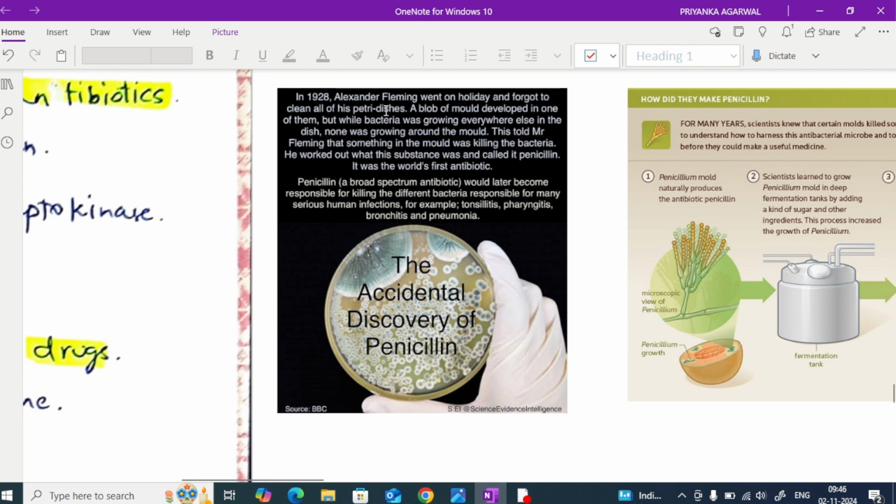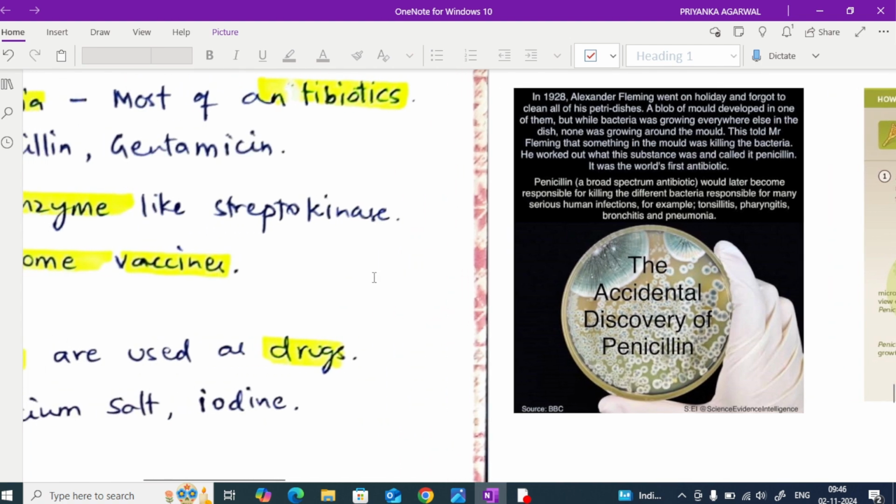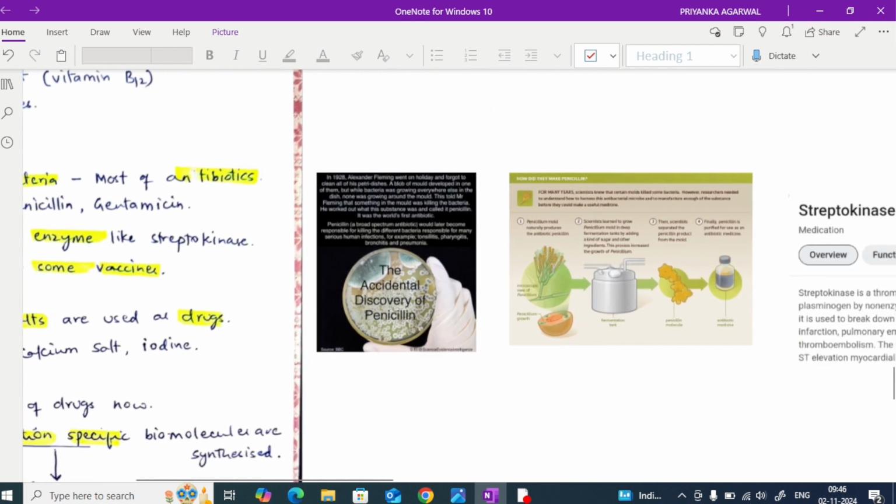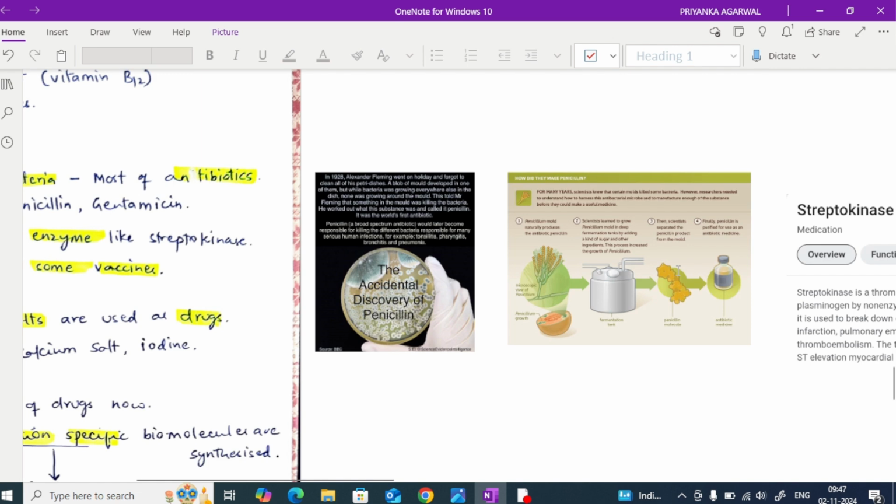So our scientist, that is Alexander, he forgot to clean the petri dishes before going to the vacation. So when he came back, he saw bacteria growing everywhere except at the locations where we have our fungi growing. Okay, so this round thing here is the fungi. So then he came to the conclusion that okay, fungi has something that is stopping the bacteria to grow. So that's how we got our antibiotic penicillin. Okay, so from the fungus we extract our drug.